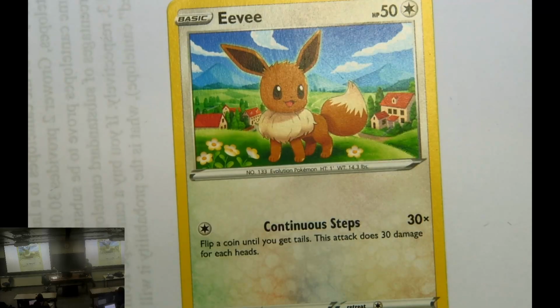So it does a variable amount of damage. Sometimes it does more, sometimes it does less. And the instructions say, flip a coin until you get tails. This attack does 30 damage for each heads. For each heads you got, it does 30 damage. You flip until you get a tails. The attack does 30 damage for each heads.